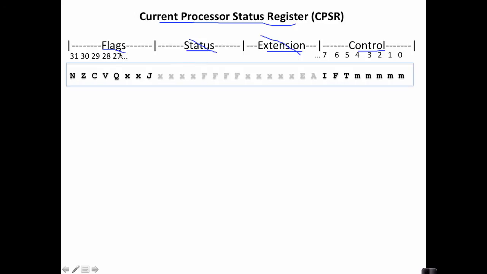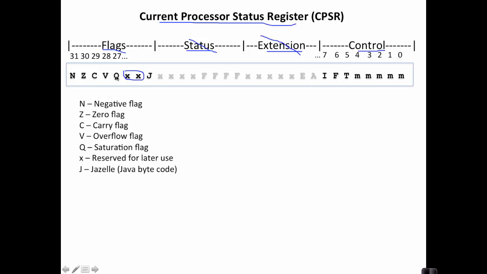The flag byte has several bits. Each bit represents a different flag that allows us to understand what's going on in the processor. These two bits here aren't used currently. The N bit represents a negative flag, which means that the last operation resulted in a value that was negative. The Z bit works similarly. It tells you if the previous operation resulted in a value that was 0.